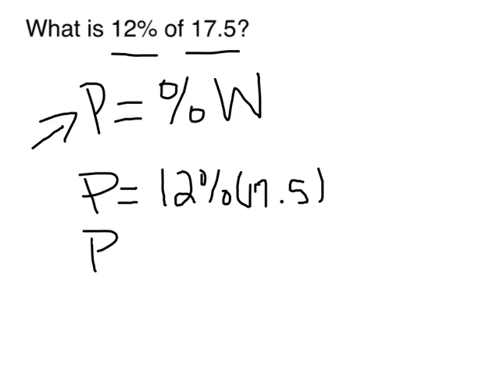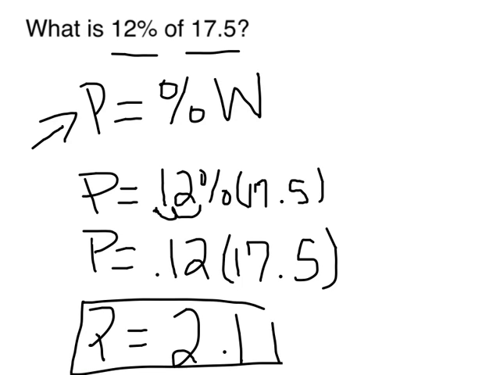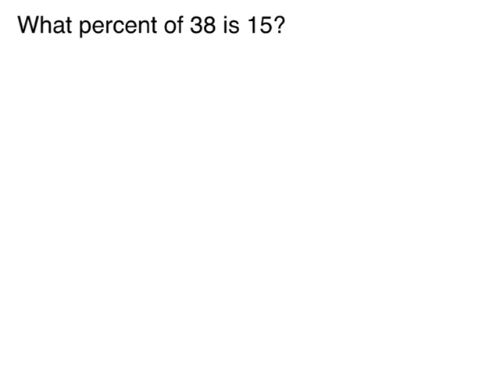And now I'm just going to turn 12% to a decimal. It becomes 0.12. I'm going to multiply that by 17.5. Again, you need to write all this stuff out before you even touch a calculator. So I'll multiply 0.12 times 17.5, and I'm going to get 2.1. So 2.1 is 12% of 17.5. All right, one more, then you'll practice.